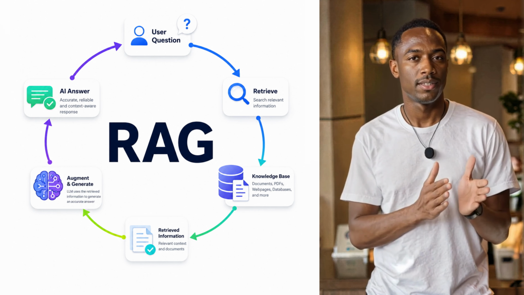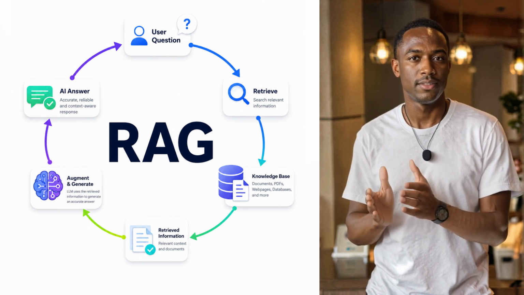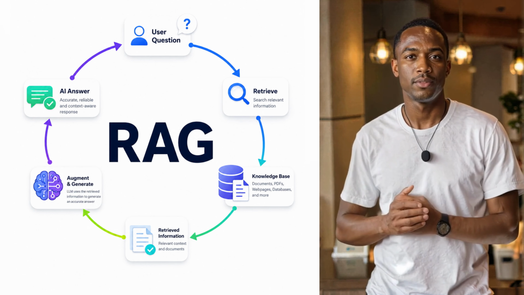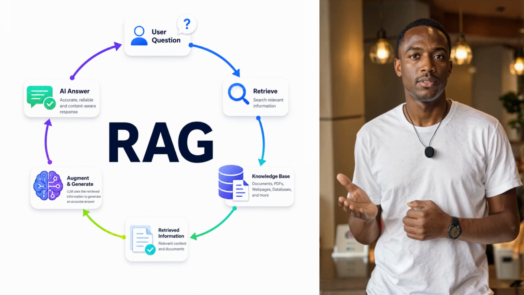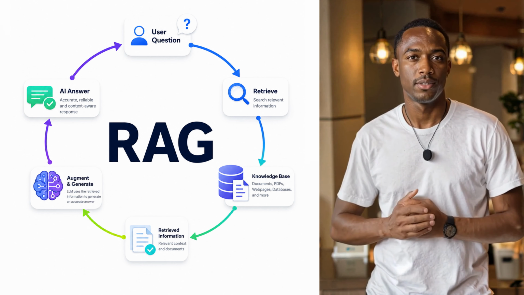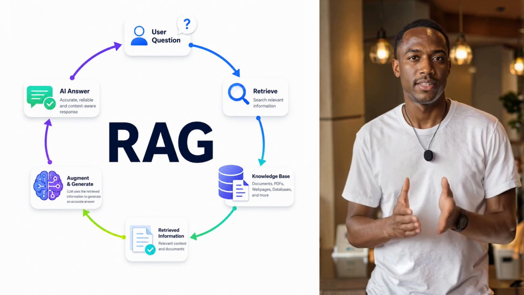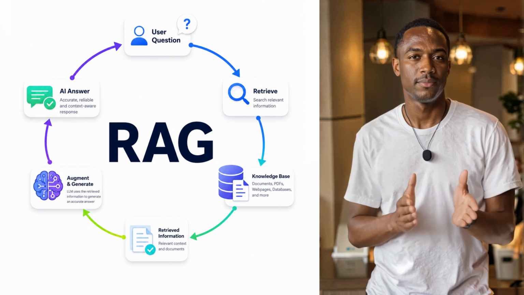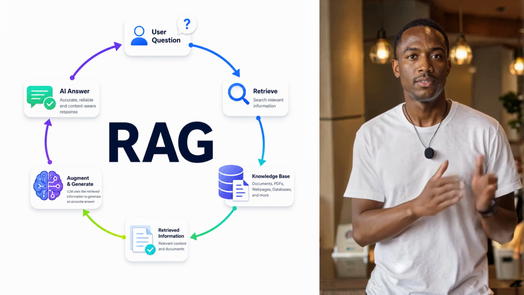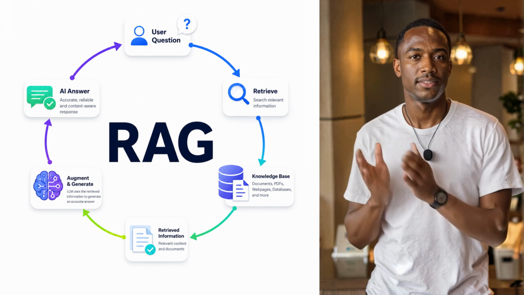Think of it this way. Imagine you ask a university librarian, "What are the admission requirements for computer science?" Instead of answering from memory, the librarian first searches the university handbook, finds the correct page, reads it, and then gives you the accurate answer. That is exactly how RAG works. The AI becomes much smarter because it answers based on trusted information instead of guessing.